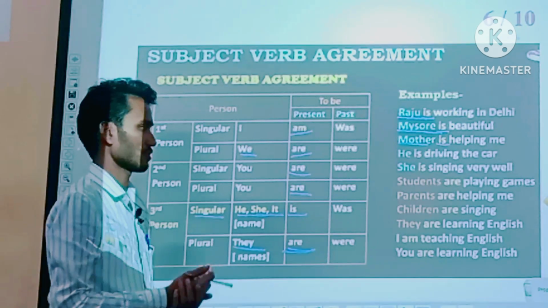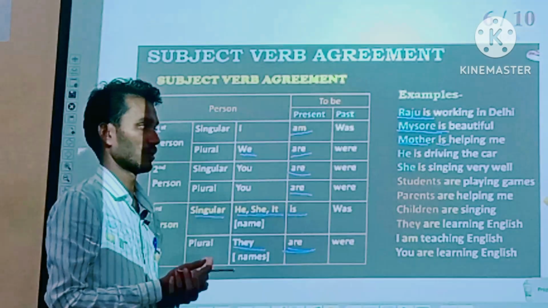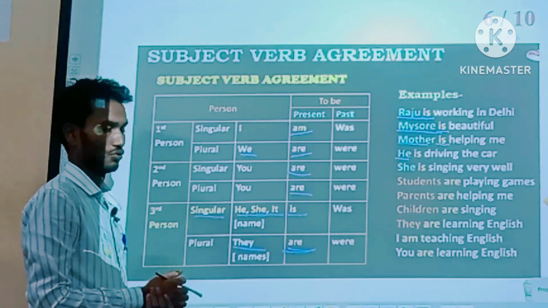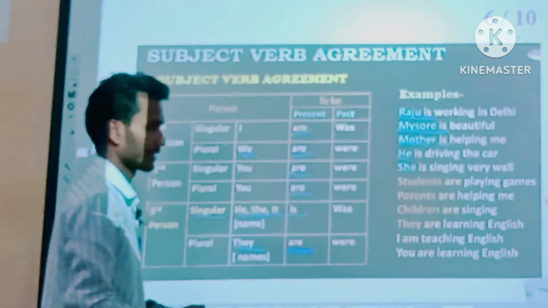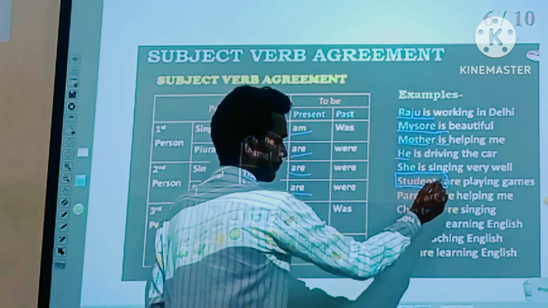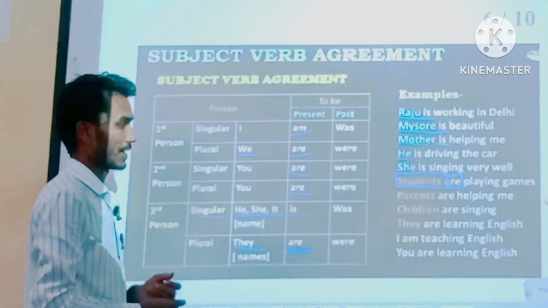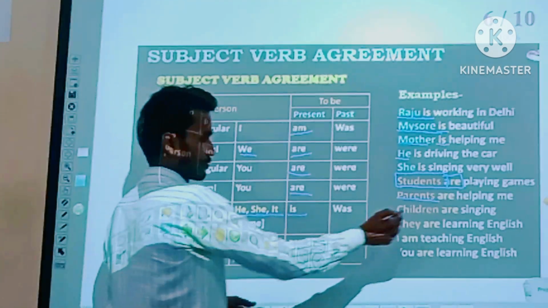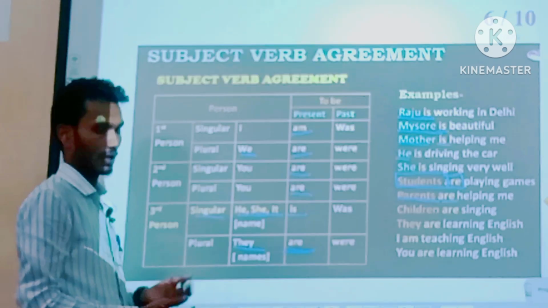But we are not supposed to say she are, it's wrong. She are driving the car, the subject here is singular, that's why is should be used, right? Then students are playing games. Here the subject is plural and the verb form are is also plural, right? Parents, here the subject is plural, that's why the verb are is also plural, right?